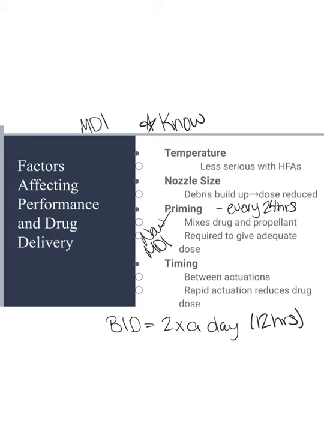But if they have a rapid actuation, it reduces the drug dose. So if they do an actuation, so they puff it, take a breath in, hold it, and then do it again, they're going to lose that drug dose because that first actuation hasn't had time to open up the upper airways.